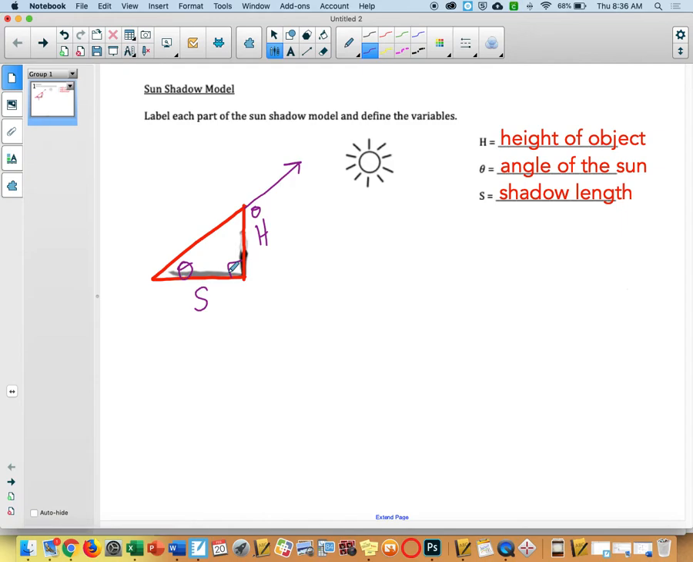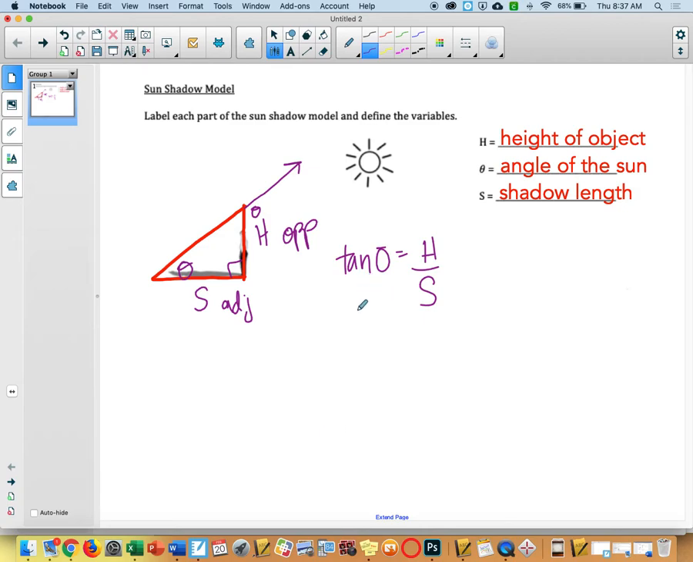Well, with that being said, because this is a right triangle situation, would you agree that on a right triangle, if we were missing an angle and we have two sides that we're dealing with, we could use basic trigonometry. From this angle, what is h? It's the opposite side, okay? And what is s? Adjacent side. And so what trig function uses opposite and adjacent? Tangent. So the tangent of theta is going to equal the opposite over the adjacent, or the height of the object, divided by the length of the shadow.